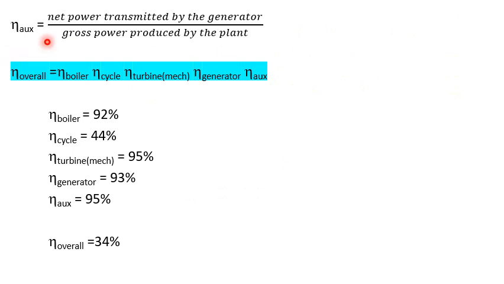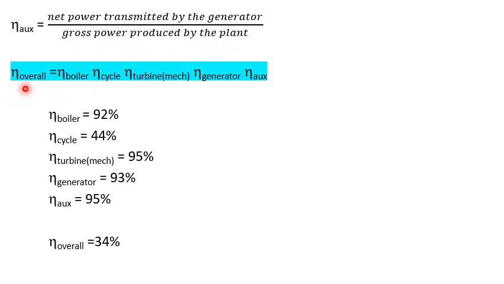There is certain auxiliary equipment in the power plant, like FD and ID fans, pulverizer, crusher, conveyor, and so on, which are driven by electricity taken from the generated power of the plant. So the net power transmitted from the generator will be the gross power produced minus the power consumed by the internal auxiliaries of the plant. So the efficiency of the auxiliaries, eta AUX, is equal to net power transmitted by the generator divided by the gross power produced by the plant.